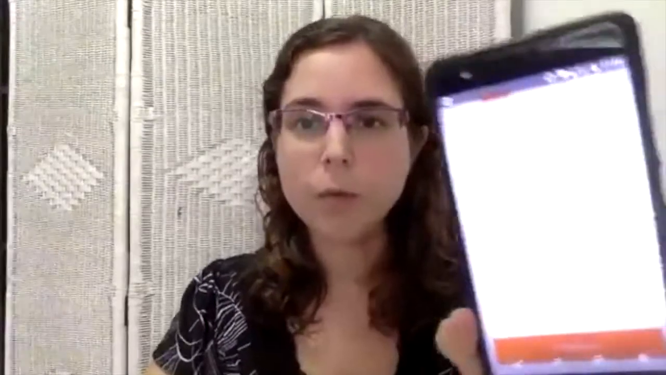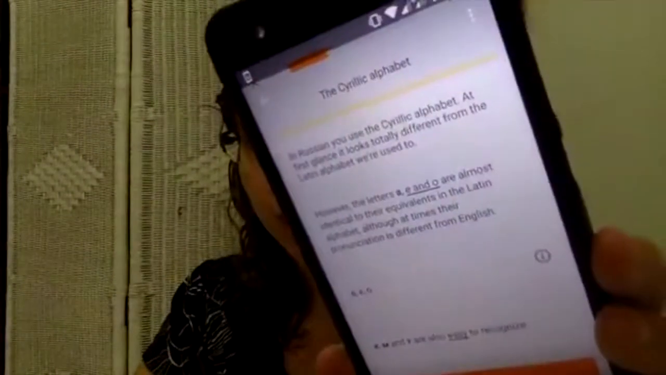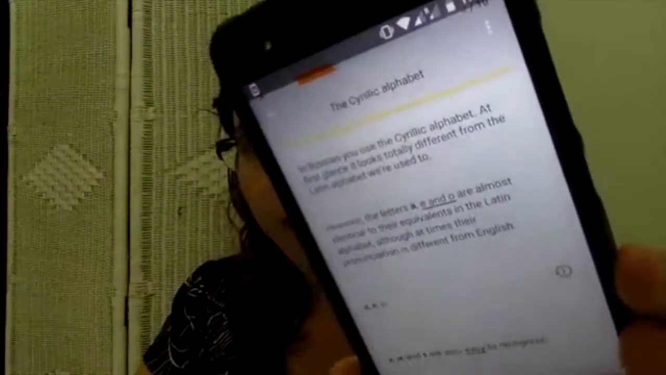The biggest difference I found between Babbel and Memrise and Rosetta Stone is that Babbel does have some grammar explanation. I will show you here. So for example, when it was showing me some letters of the Cyrillic alphabet, there are some explanations, and then at the end of the lesson, there was a dialogue that I had to complete.